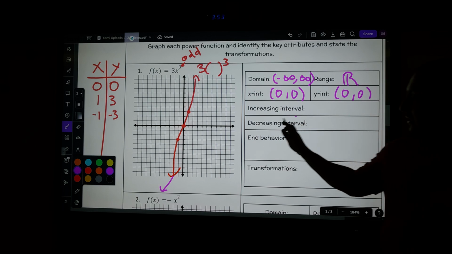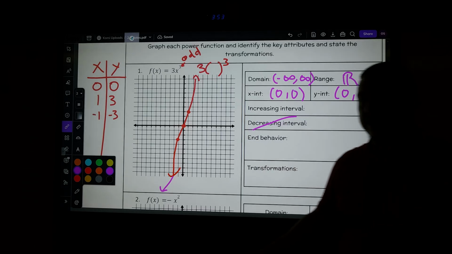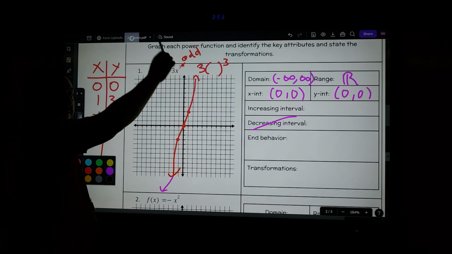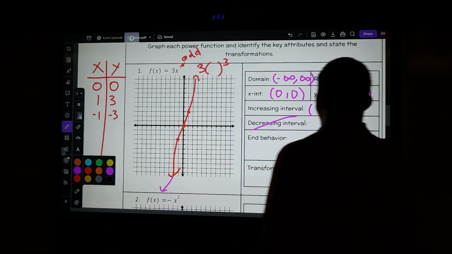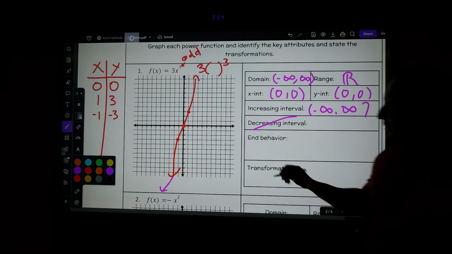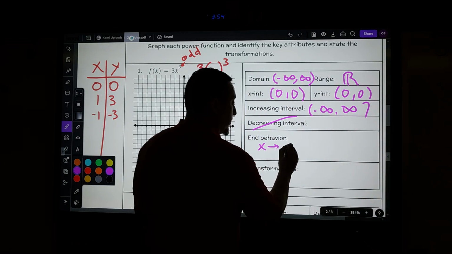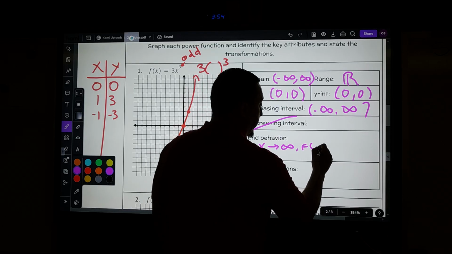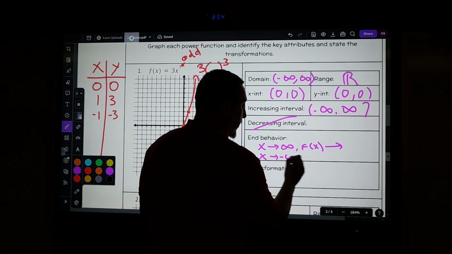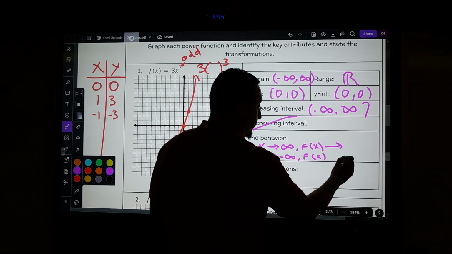Increasing, decreasing, it never decreases. If you look at it, it's always making money. Going up, going up, going up, going up, going up. Okay, so from negative infinity to positive infinity, it always goes up. Okay, and then the new one for today is as X goes towards the right, the Y goes this way. As X goes towards the left, the Y goes this way.